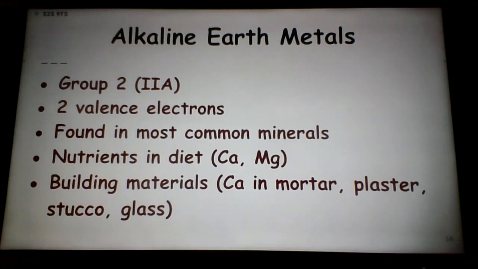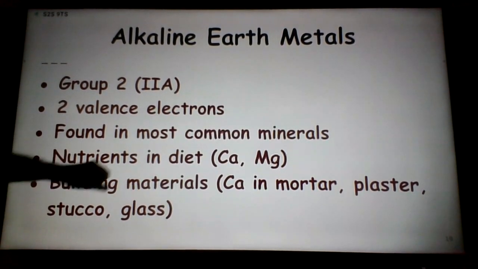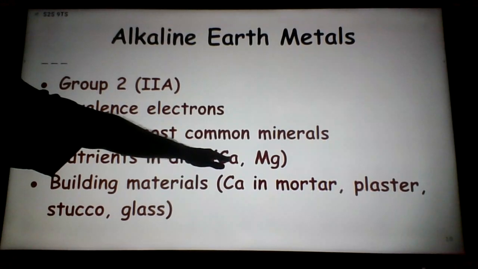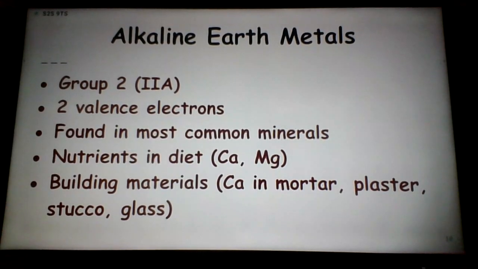Calcium is found in mortar to help building materials such as the walls that make up this classroom, mortar, plaster, stucco, and glass, because calcium is a very hard, rigid, almost impossible metal to cut with a knife. Extremely strong, and that's why calcium is used in some of these building materials. And we want to drink milk and have cheese and have dairy products because those things have a lot of calcium in them to give us strong bones and teeth. Ready?